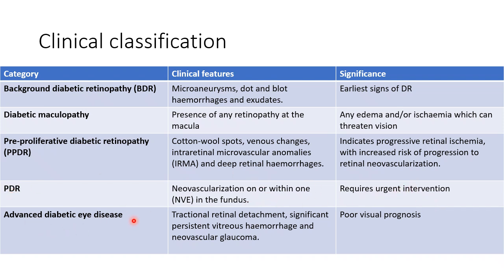Advanced diabetic eye disease, you can say, is the fallout of PDR, that is tractional retinal detachment, significant vitreous hemorrhage, and neovascular glaucoma. These are the three entities which comprise advanced diabetic eye disease, and it carries a poor visual prognosis.